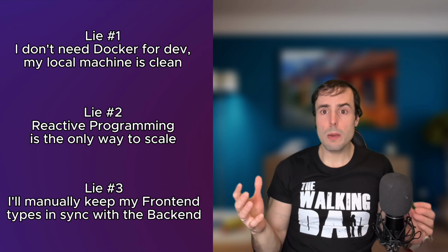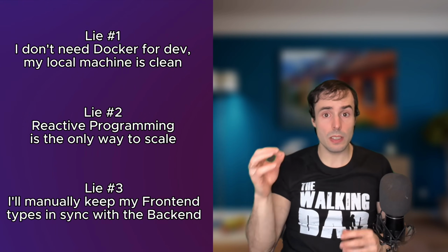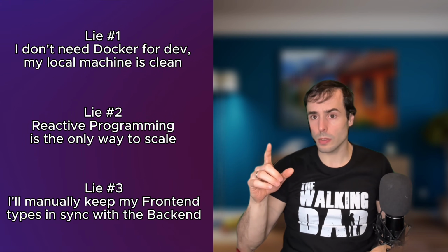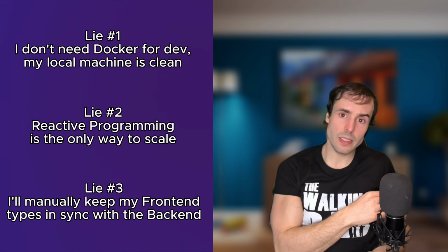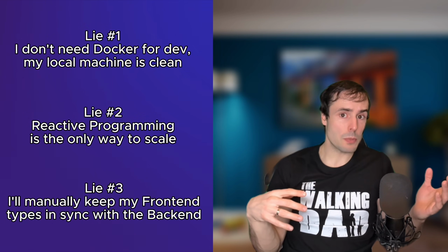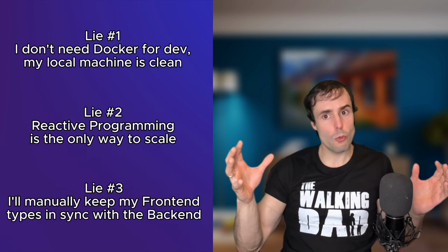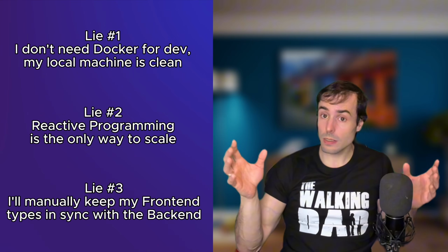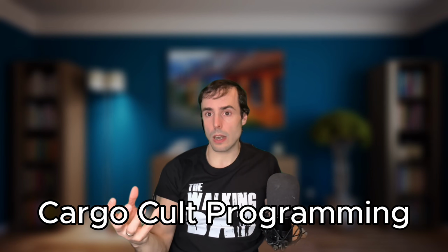Lie number 3. I will manually keep my front-end types in sync with the backend. No, you won't. You will change a field from UUID to String in Java, forget the TypeScript interface, and the first time you will realize it is when the customer gets [object Object] in their dashboard. We do these things because of cargo cult programming. We saw a big tech company do it in 2018, so we assume it's the law. In 2026, the law has changed.